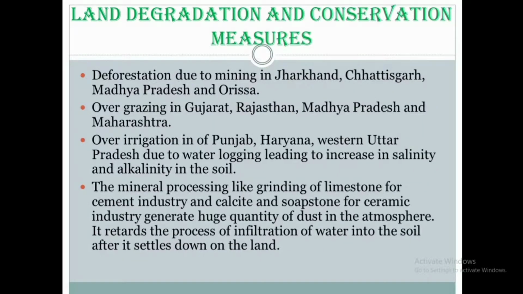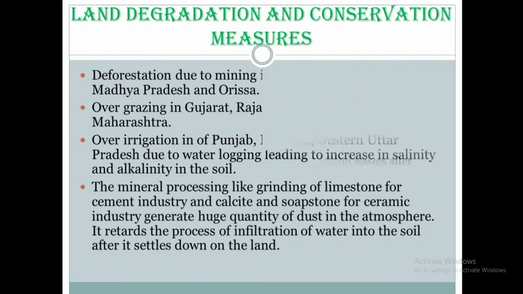Deforestation due to mining is seen in Jharkhand, Chhattisgarh, Madhya Pradesh, and Odisha. Overgrazing is seen in Gujarat, Rajasthan, Madhya Pradesh, and Maharashtra. Over-irrigation in Punjab, Haryana, Western Uttar Pradesh due to waterlogging, leading to increase in salinity and alkalinity in the soil. And the last one being the mineral processing like grinding of limestone for cement industry.